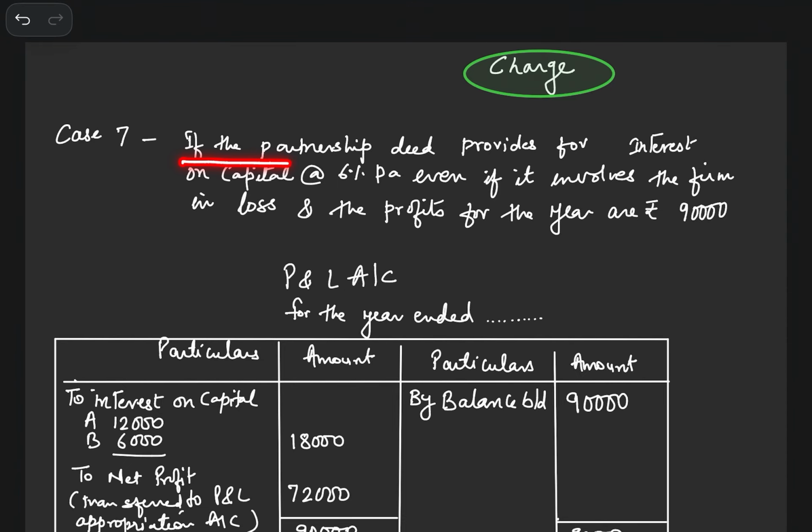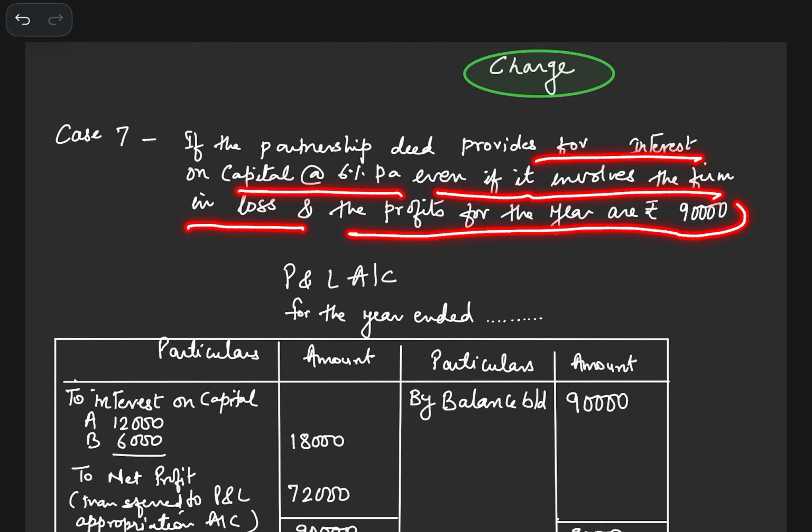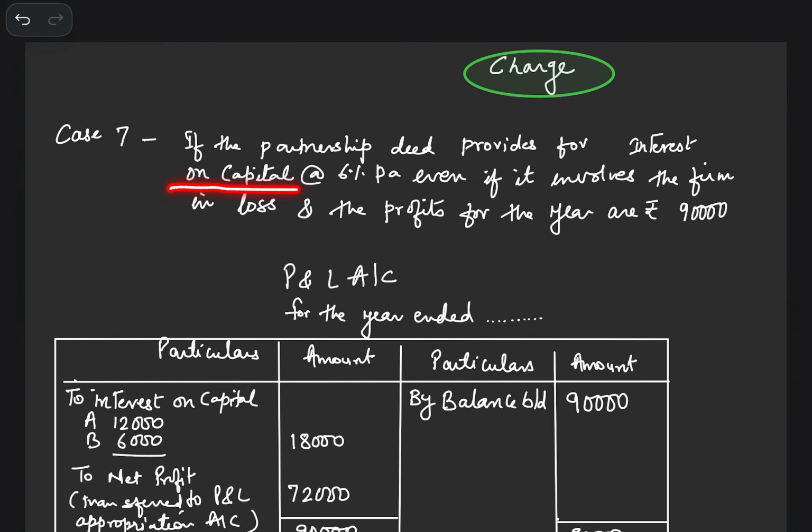Case number 7. In this, it is being said if the partnership deed provides for interest on capital at the rate 6% per annum, even if it involves the firm in loss, and the profits for the year are rupees 90,000. So the students, again, you have to take the decision whether interest on capital will be considered as charge or appropriation. Now here, this particular language, even if it involves the firm in loss, this language points out that interest on capital be considered as charge.